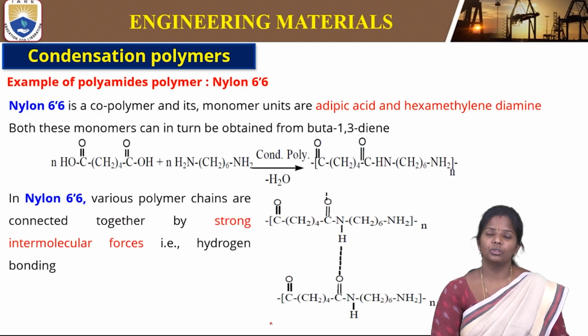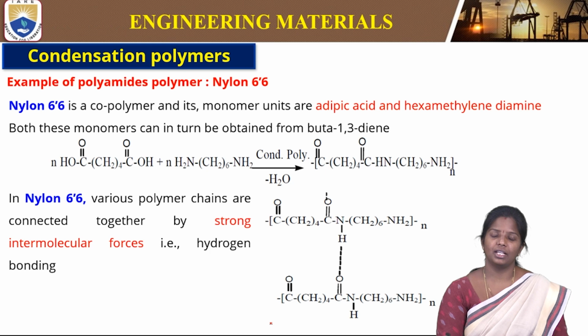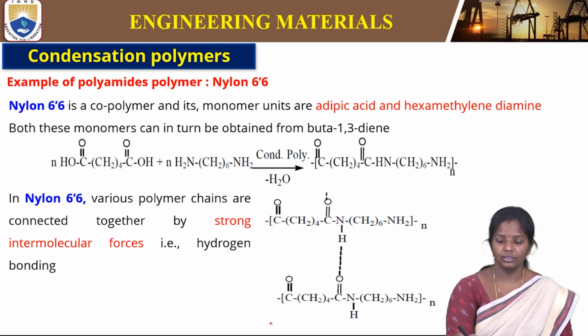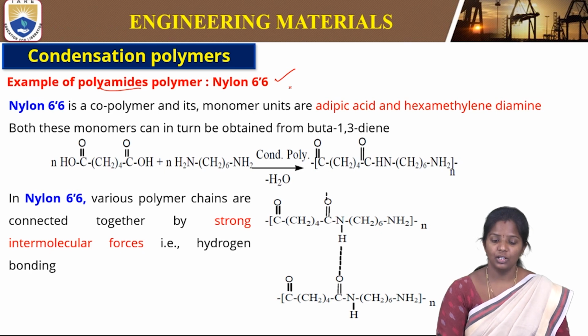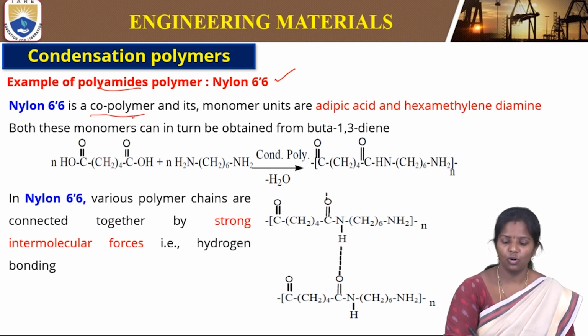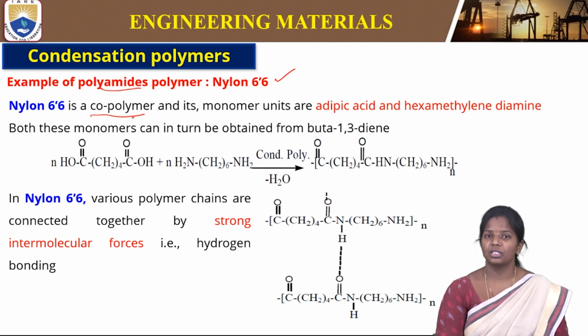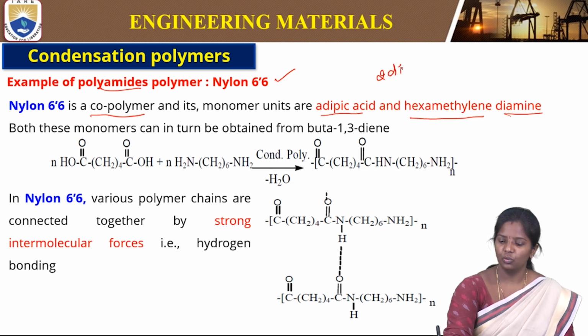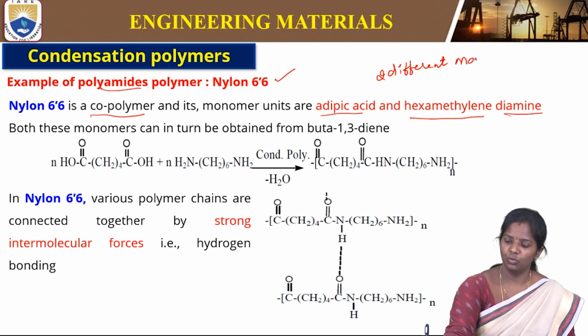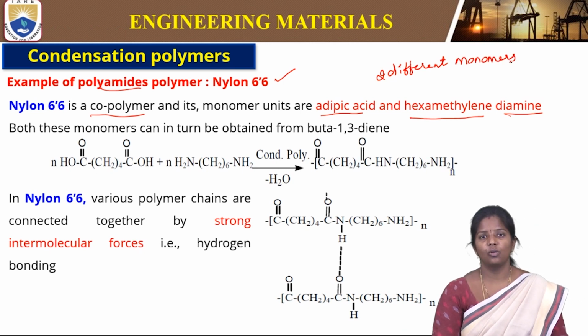Now let us go into the details for one of the examples. Here is the polyamide polymer nylon 6,6. We have taken an example. This is a copolymer. What is a copolymer? When two different monomers are used, it forms a copolymer. So adipic acid and hexamethylene diamine are the two different monomers used, therefore it is called a copolymer.